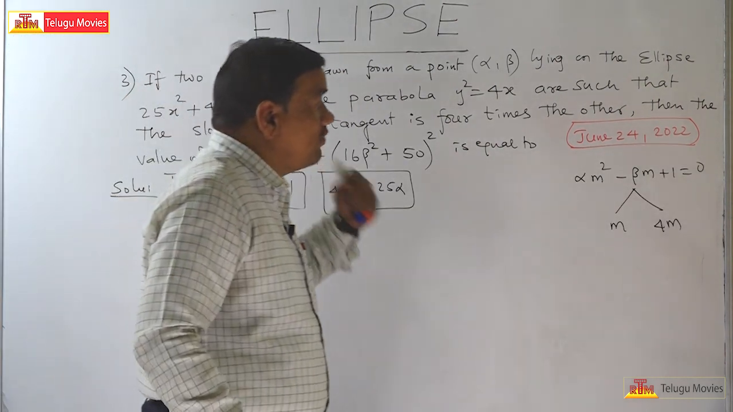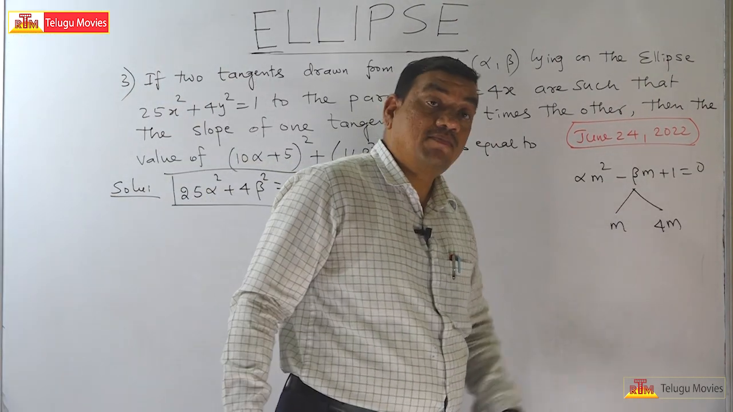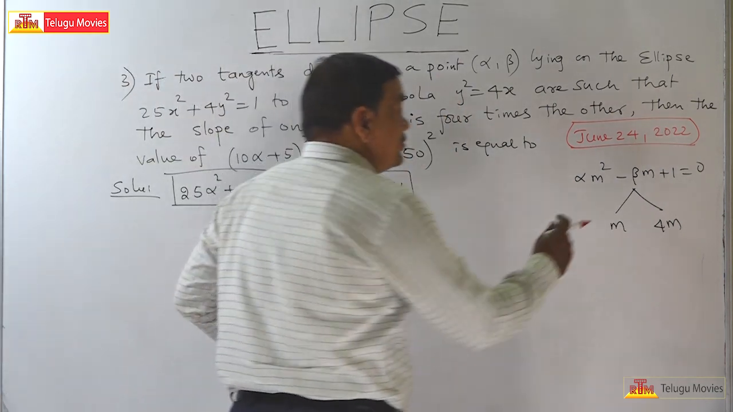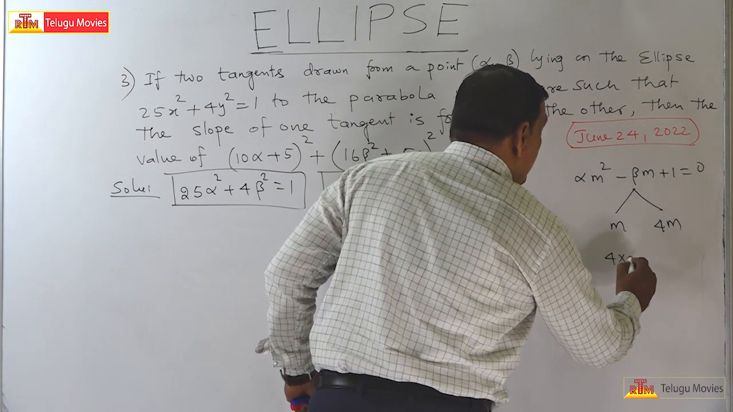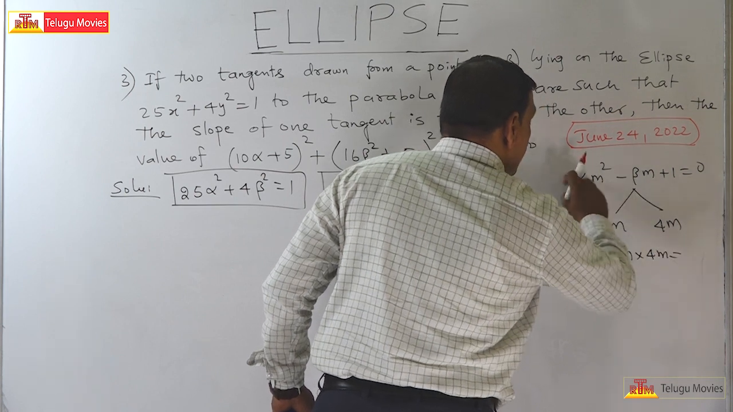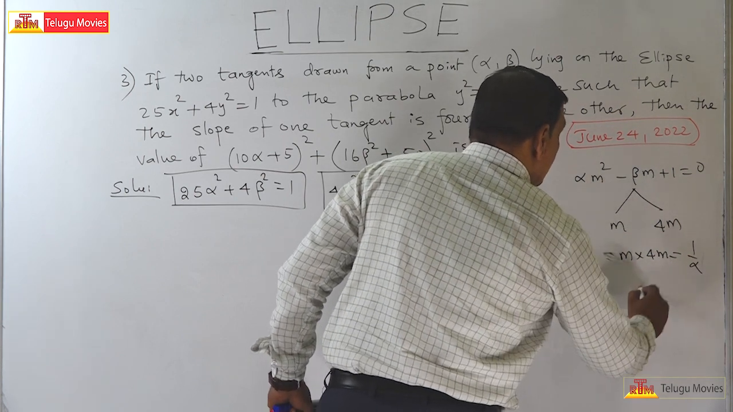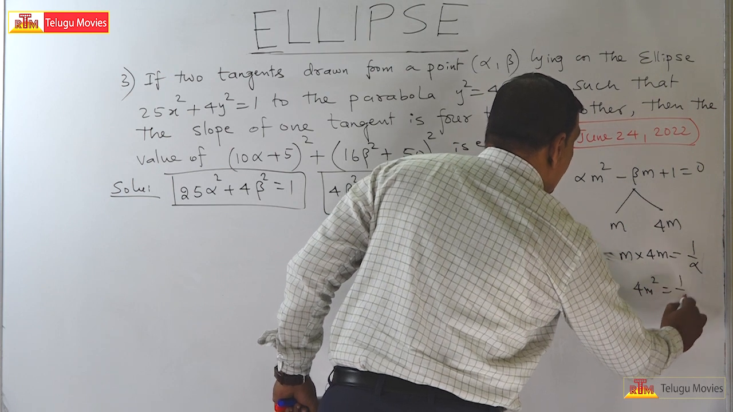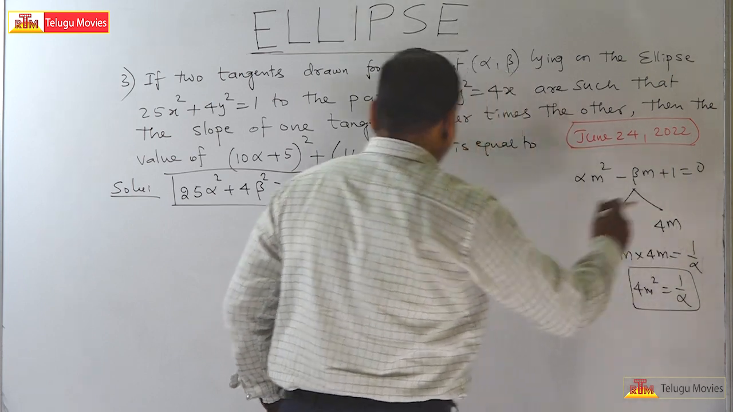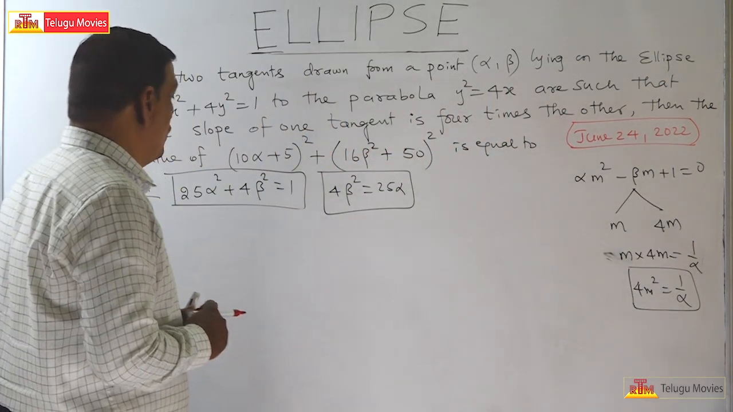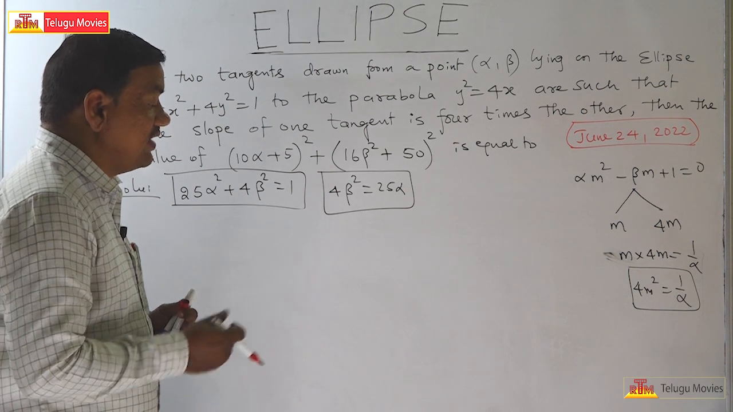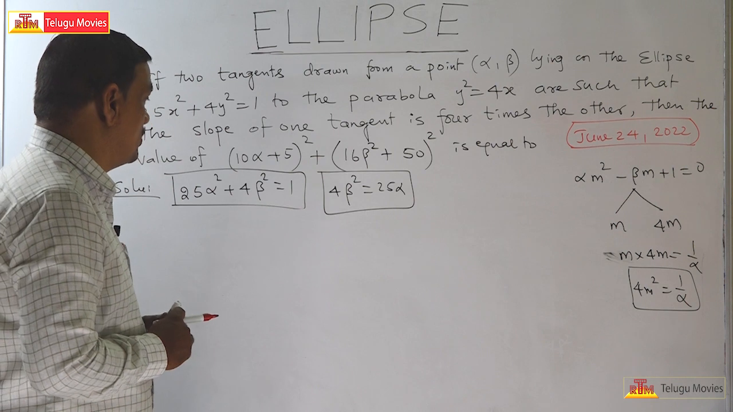Here we forgot one more relation. So we got the sum of the roots, and let us take the product of the roots. The product of the roots means 4 into m into 4m, that is equal to c by a, that is 1 by alpha. So this is 4m square is equal to 1 by alpha. This is also one of the relations. Wherever it is required, we will use that result also.